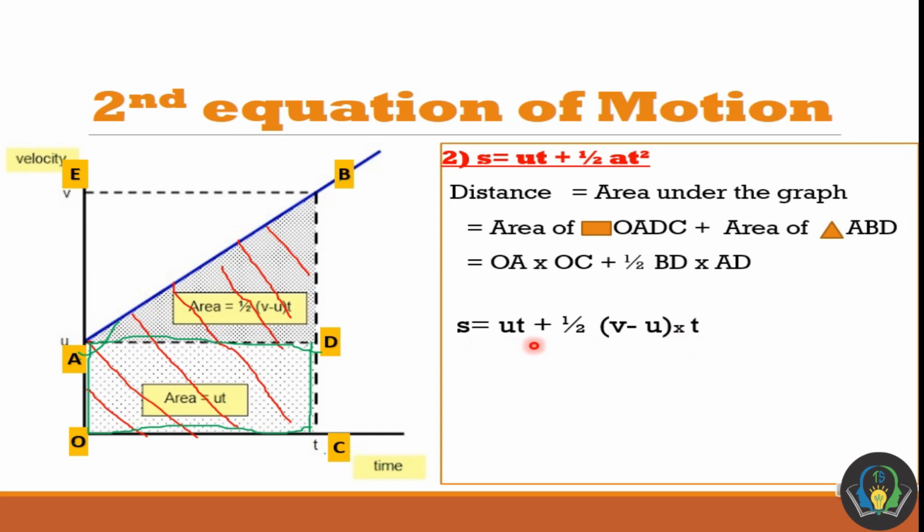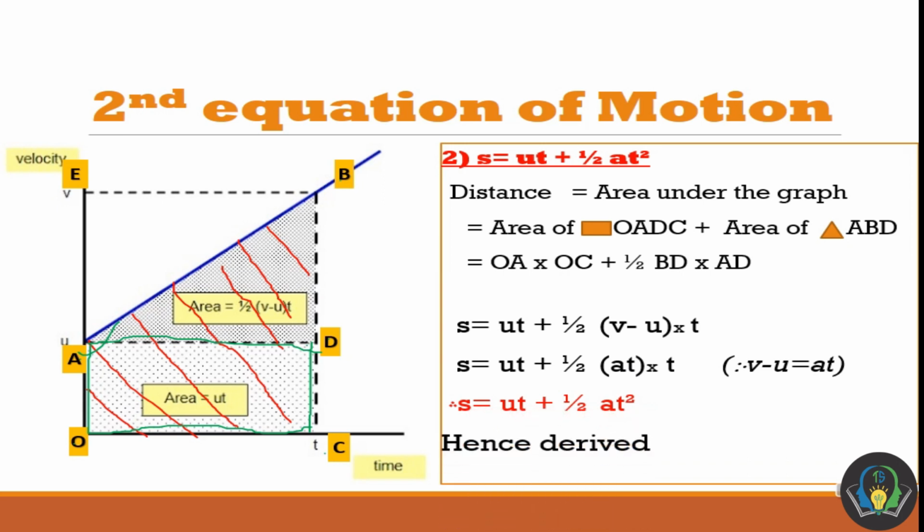So our whole equation gets turned into S equals to UT plus half V minus U into T. So now V minus U can be referred to directly as AT. How? From the equation of acceleration. And that's how we will be getting this T, and this T will get multiplied, and we will be able to get s equals to ut plus half at square. So hence derived.